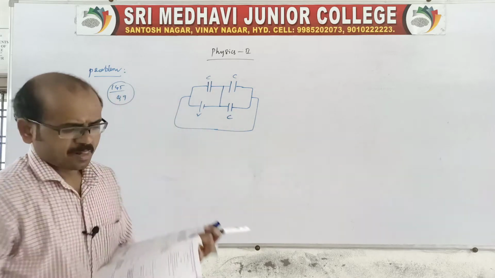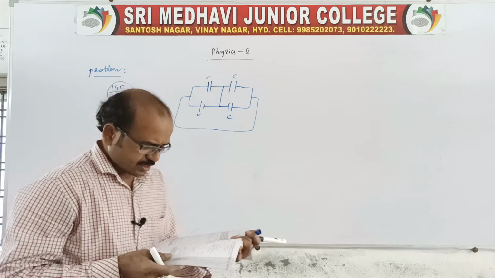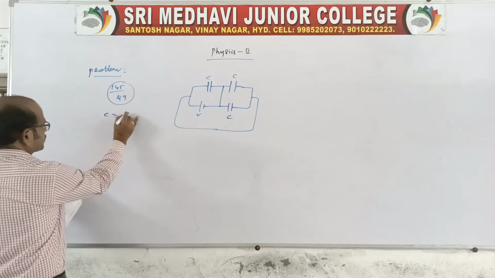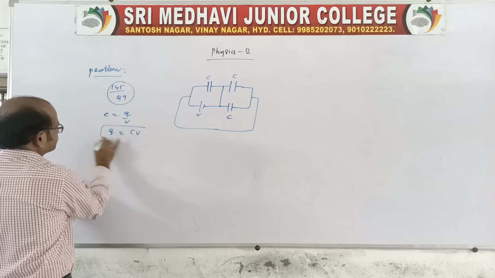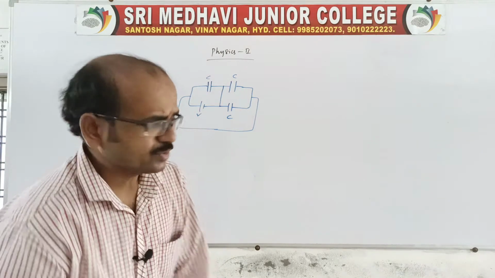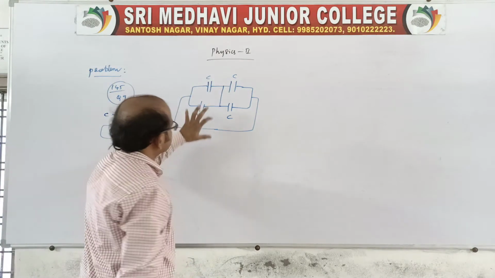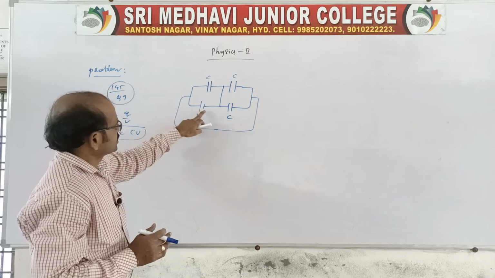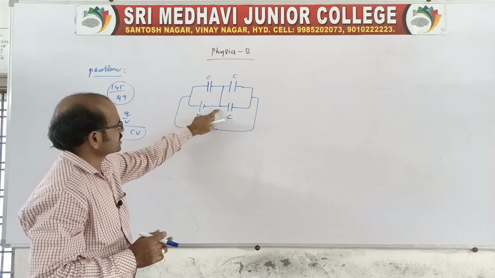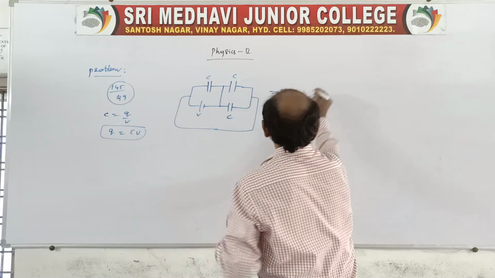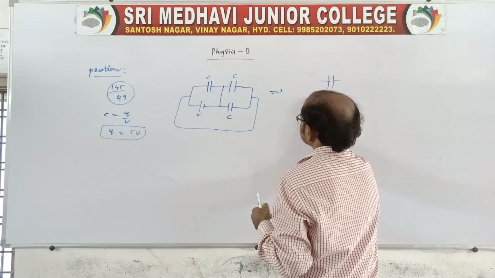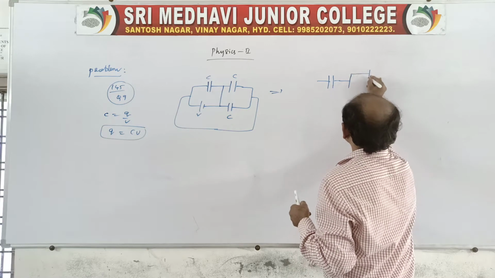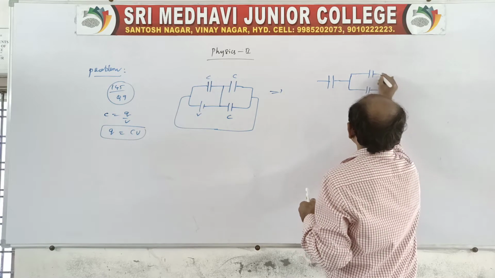Very simple. We know the charge is asked, so charge flow is given by C equal to Q by V, so Q is equal to C into V. First of all I want to redraw the circuit, because we should rearrange it. This battery is connected to this plate, and here also it is connected. Now I am simplifying the circuit like this. It is a capacitor plate. So the situation is the same.